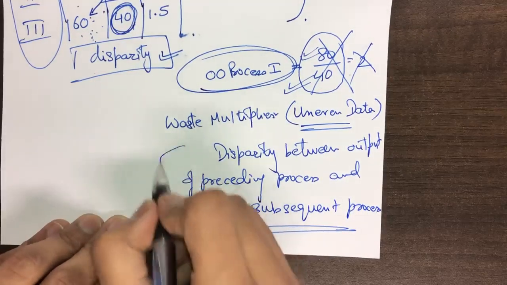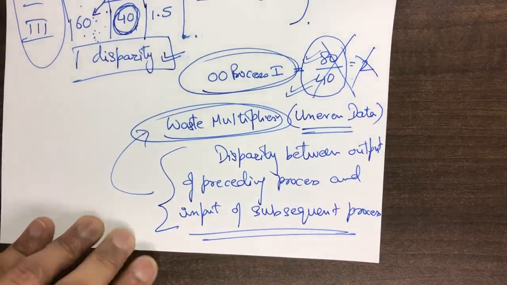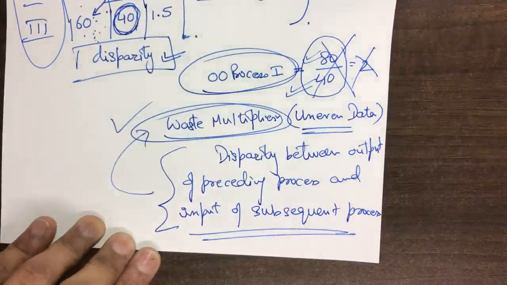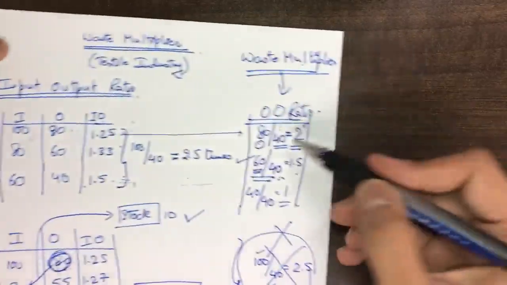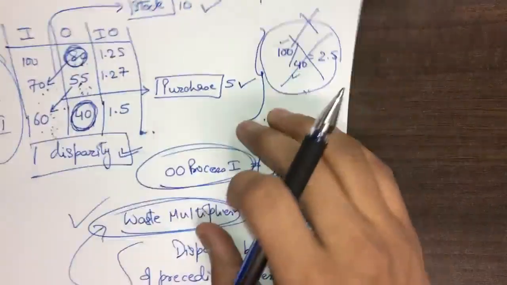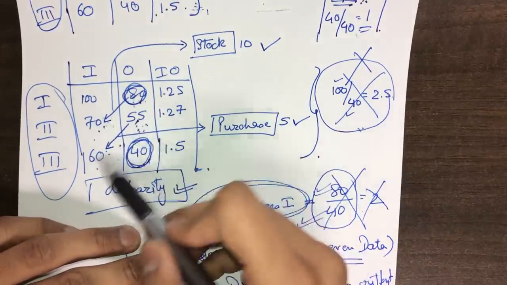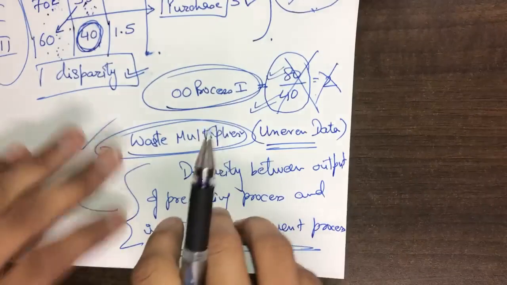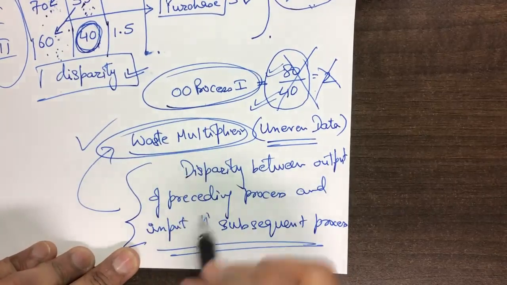When there is this disparity, how will we compute the waste multiplier? And this is what the examiner will ask you. Exam questions will not simply be of a very simple case where inputs and outputs are common and you just have to divide the output. Questions will come with a lot of disparity. There'll be disparity in output and input of the subsequent processes, and hence you need to learn how to compute waste multiplier or the output-output ratio in such cases.